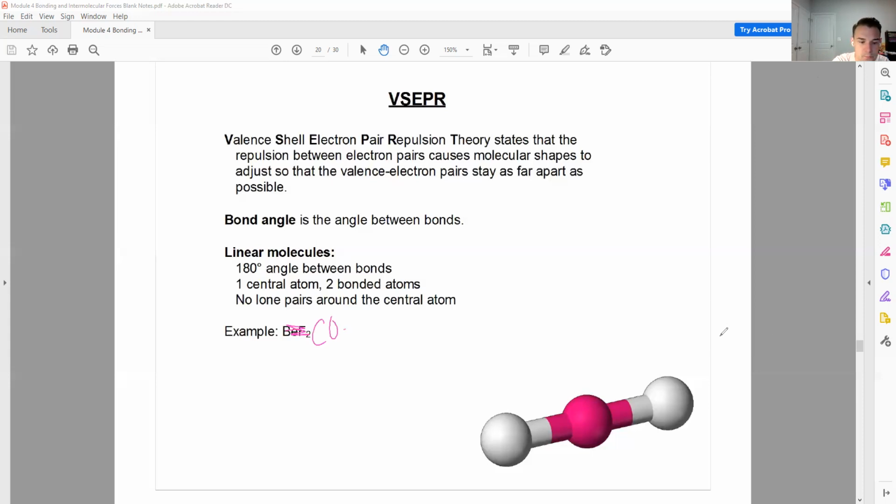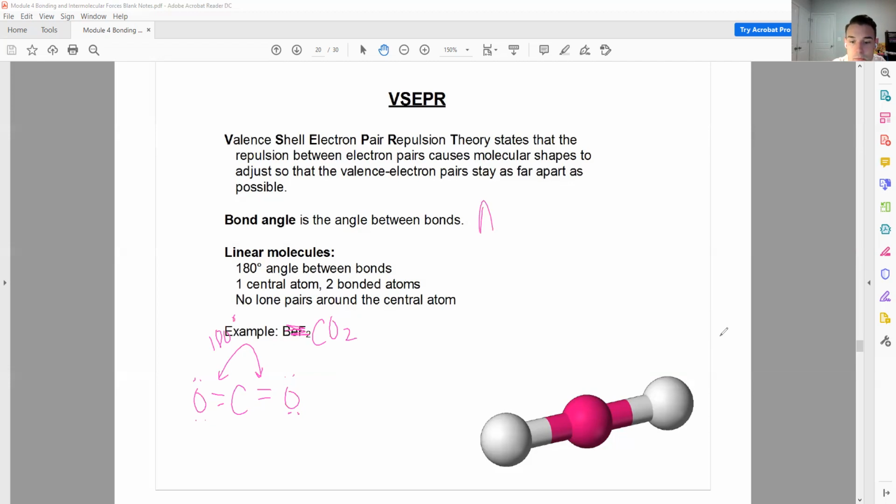So CO2, as we know, looks like this, with our little lone pairs on the oxygens. Okay, so you can see that there's one central atom. It's bonded to two other atoms, and there are no lone pairs around the central atom. So the bond angle between the bonds is 180 degrees. That's as far apart as those bonds could possibly be from each other, and that's great because we know that electrons repel each other, which is the whole electron pair repulsion theory. And so then you get your linear shape.